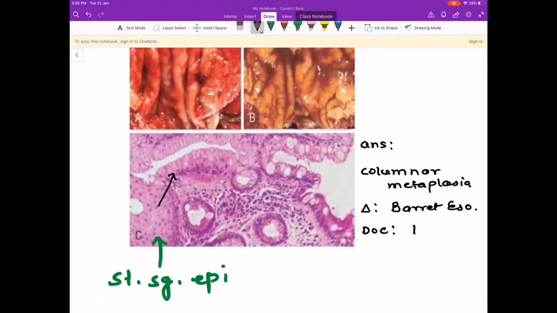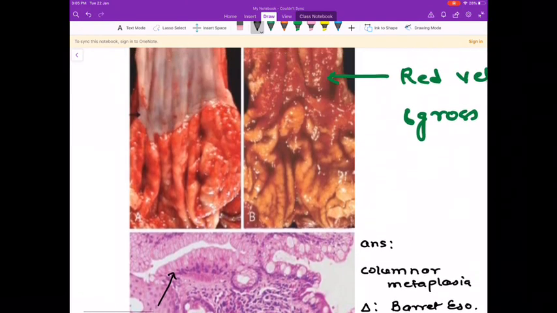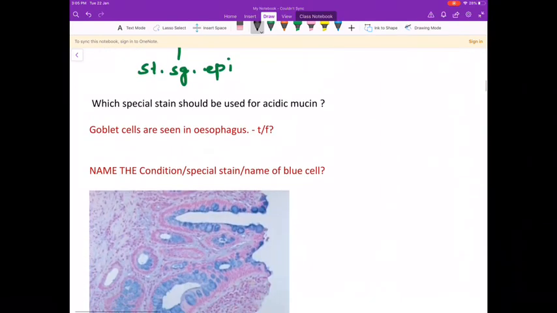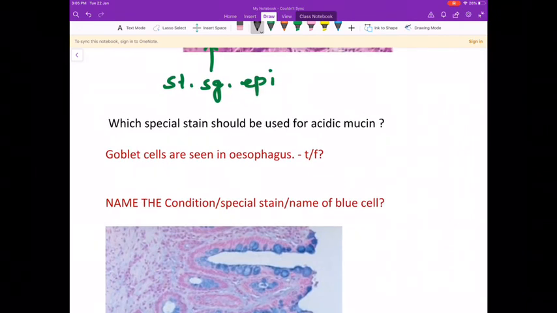Drug of choice here will be proton pump inhibitor. If we remove the stressing factor which is acid reflux, then... Next question, which special stain should be used for acidic mucin? AB for the AM. Acidic mucin is stained by AB, which is Alcian blue.